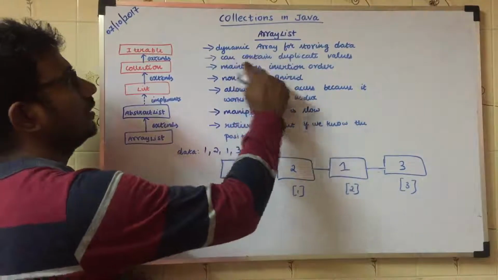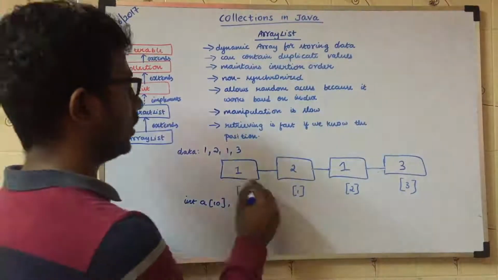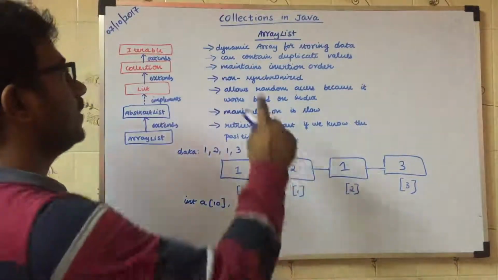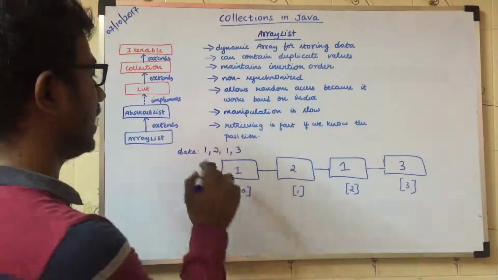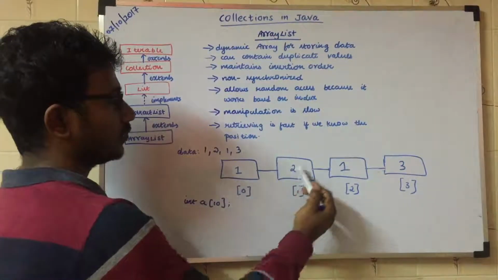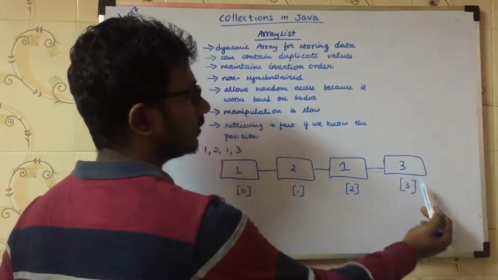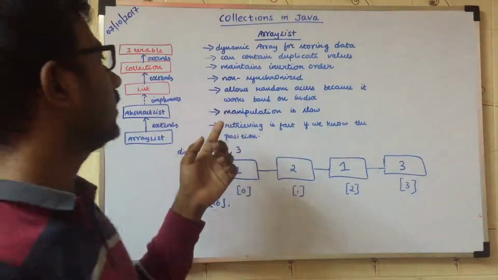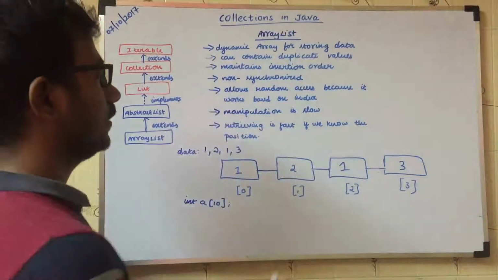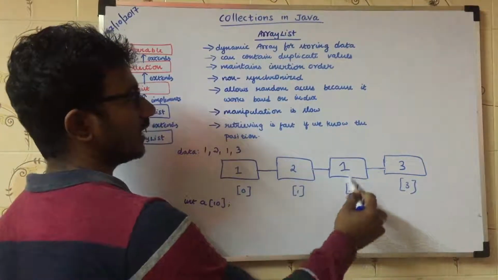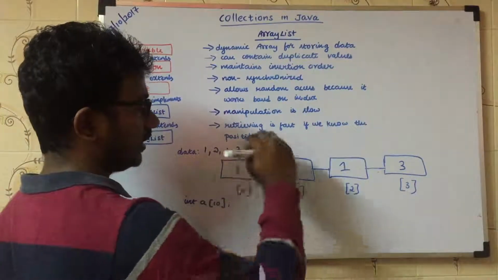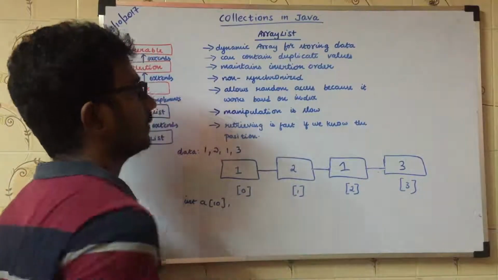And it can contain duplicate values. Here we have added 1, 2, 1, 3. So 1 is repeated 2 times, so it allows duplicate values. It maintains insertion order. If we add the elements 1, 2, 1, 3, then it maintains insertion order: 1 at the 0th index, 2 at the first index, 1 at the second index, and 3 at the third index. And it allows random access because it works based on index. If you want to access the second index element, you can directly access this data without iterating from the 0th element to the second element.